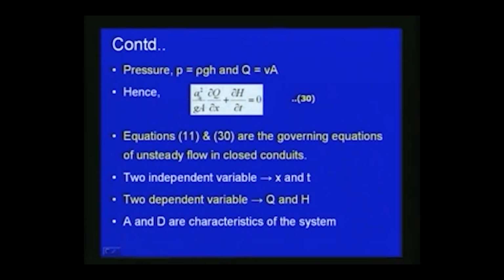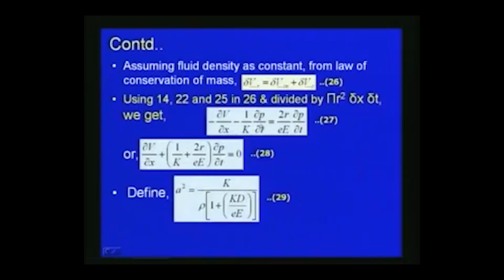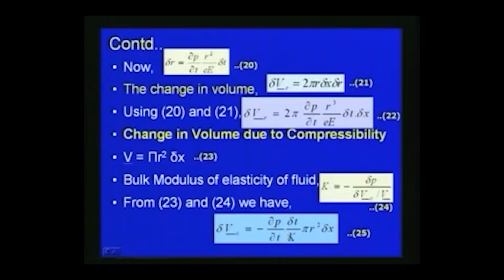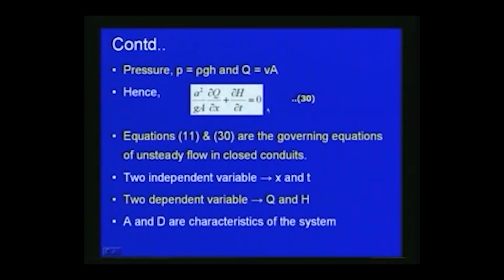Here, A is the water hammer velocity, capital A is the cross-sectional area of the pipe, Q is the discharge, H is the head and T is the time. So, this relationship gives the continuity equation. Equation number 11 is the dynamic equation and equation number 30 is the continuity equation. Both of these are the governing equations of unsteady flow in closed conduits.